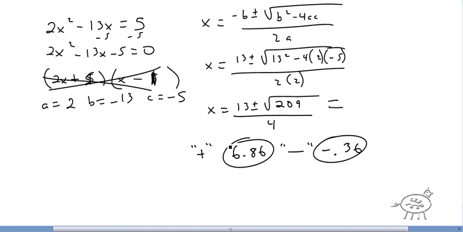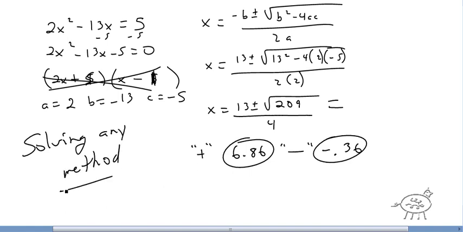All right, so that's it, math fans. And this is solving any method. I showed you these three because I want you to understand which one is the best one. Okay? No x term, square root method. x term, either quadratic formula or factoring, and that's it. All right.